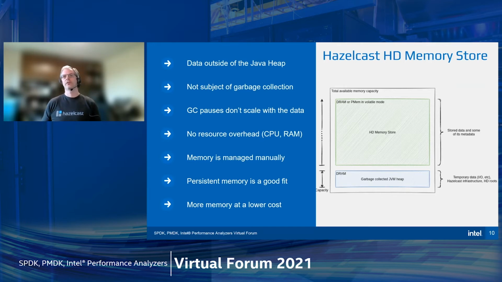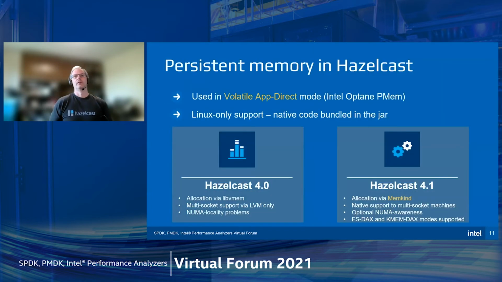So when the first persistent memory modules came out to the market, we thought the persistent memory is a good fit for backing this HD memory store, because higher memory density or more memory is available at a lower cost. So the persistent memory in Hazelcast is supported in the volatile direct mode, as the Intel Optane persistent memory terminology calls it, and it's supported only on Linux.